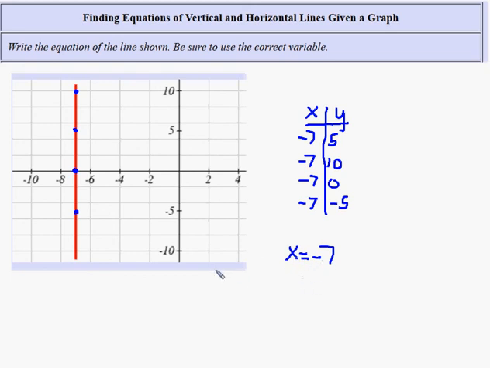Perhaps in another video I'll show you that a horizontal line is very similar, except it's the y values that are always the same. So horizontal lines, lines that go left and right, always have an equation where you have y equals some constant. Since I don't have a graph, I wouldn't know what that constant is here, but that's basically it.